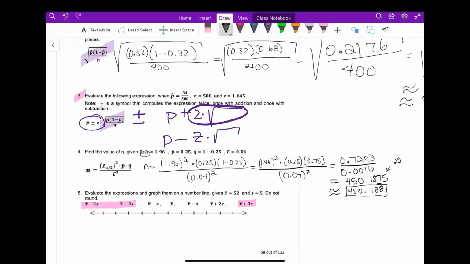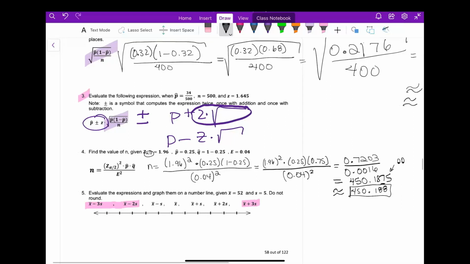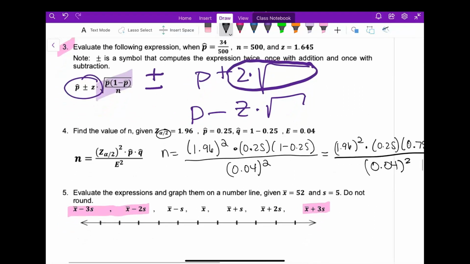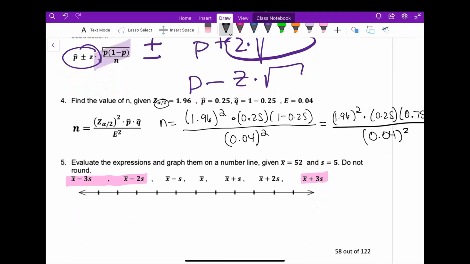Number 5. It says evaluate the expression and graph them on a number line. Given x bar is equal to 52 and s is equal to 5. Do not round. I'm going to start in the middle. I'm going to kind of point out a fact to you, but you don't have to notice this. Let's take a look at the middle value. This is x bar by itself, and then this way I'm going to subtract an s. This way I'm going to add an s. This way is minus 2, that's plus 2, minus 3. There's a little bit of a pattern here. So that's the reason I'm going to start in the middle.